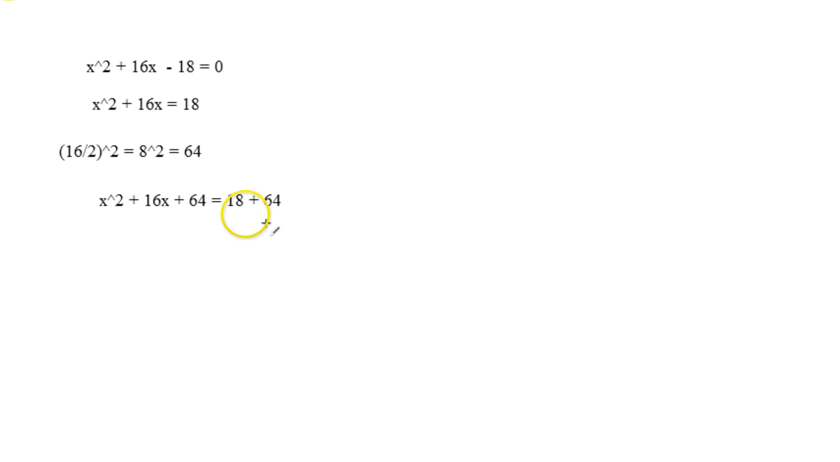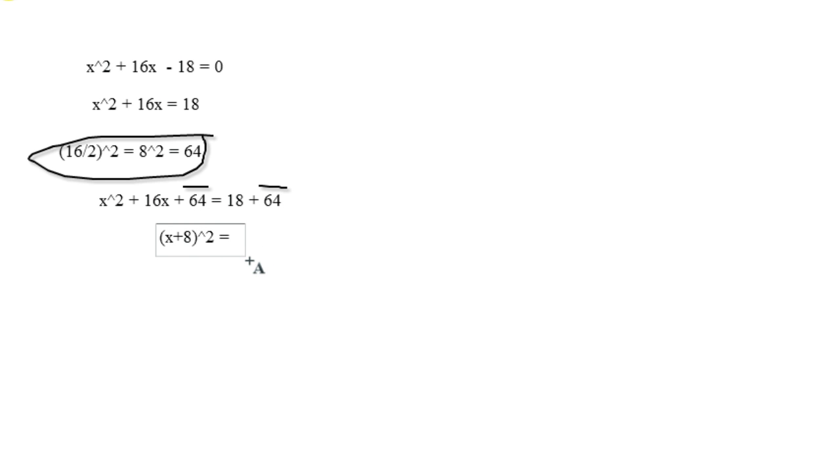Okay? So remember, this number did come out of thin air, but it's because we used the method of completing the square so that we could get this side to be a perfect square trinomial. So x plus 8 squared equals, I believe that would be 82. So 64 plus 18. Yep, that's 82. Alright, now if you notice, 82 is not a perfect square, but I can still square root it.